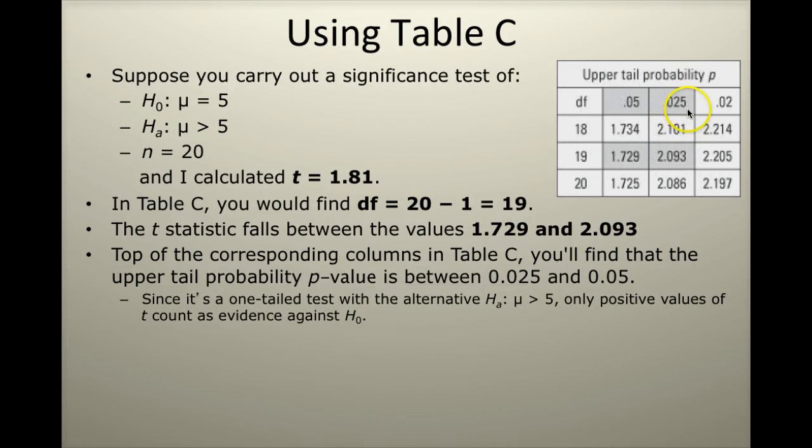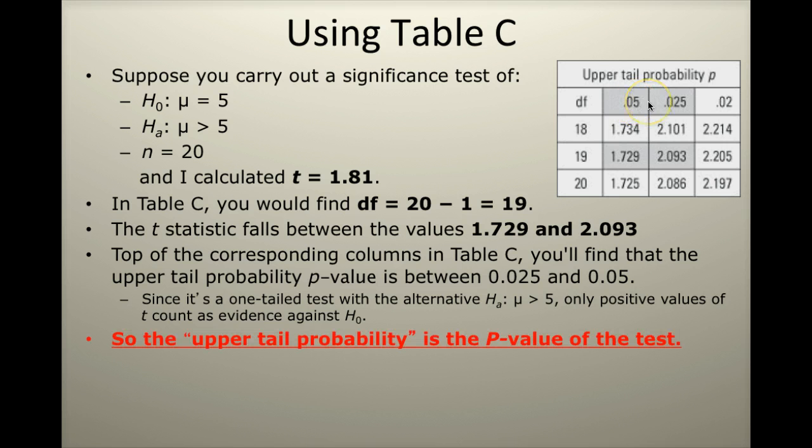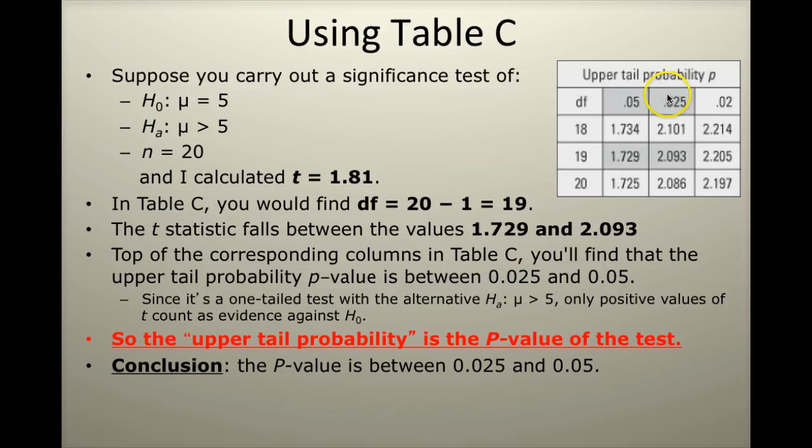Now, notice the top of the table has our upper tail probabilities listed. I'm going to use those upper tail probabilities to find my p-value. Now, since my test statistic falls between these two values, that means my p-value is going to fall between these upper tail probabilities of 2.5% and 5%. So the upper tail probability is the p-value of this test. Now notice it was greater than, which is why I can just use the upper tail probability as is. So in conclusion, the p-value is between 2.5% and 5% for this specific problem.